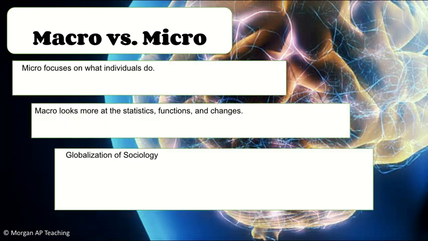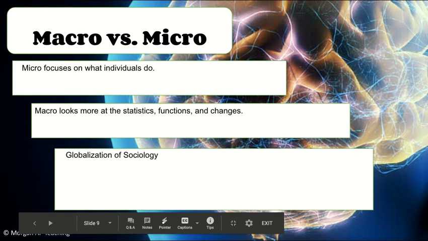The last slide is macro sociology versus micro sociology. Macro sociology looks at the whole, all right? It looks at the big picture, social interaction, large scale patterns, whereas functionalists and conflict theorists would be more macro, and the symbolic interactionists would be more micro. They focus on social interaction. They focus on what each individual person is doing, what people do when other people are around, instead of this big picture. So we'll talk more about that. So macro looks more at statistics, more functions, more changes. Micro is going to focus on what individuals do.